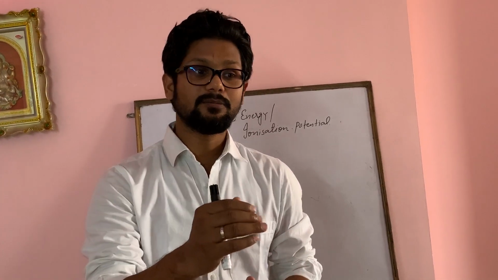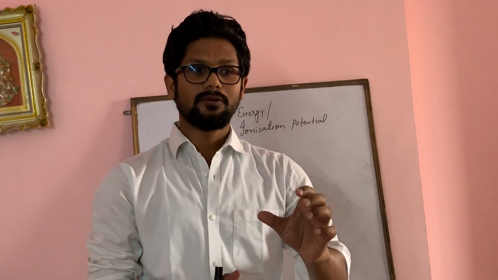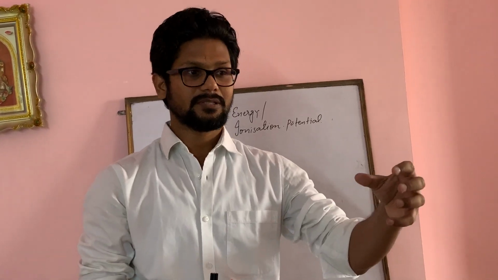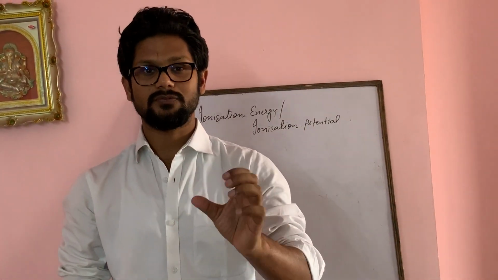And after removing an electron, the atom converts into a monopositive charge, or you can say if you remove 2 electrons, it can change into dipositive valent. If you remove 3 electrons from an atom or ion, it will change into M3 plus. Suppose M stands for a metal or an element.